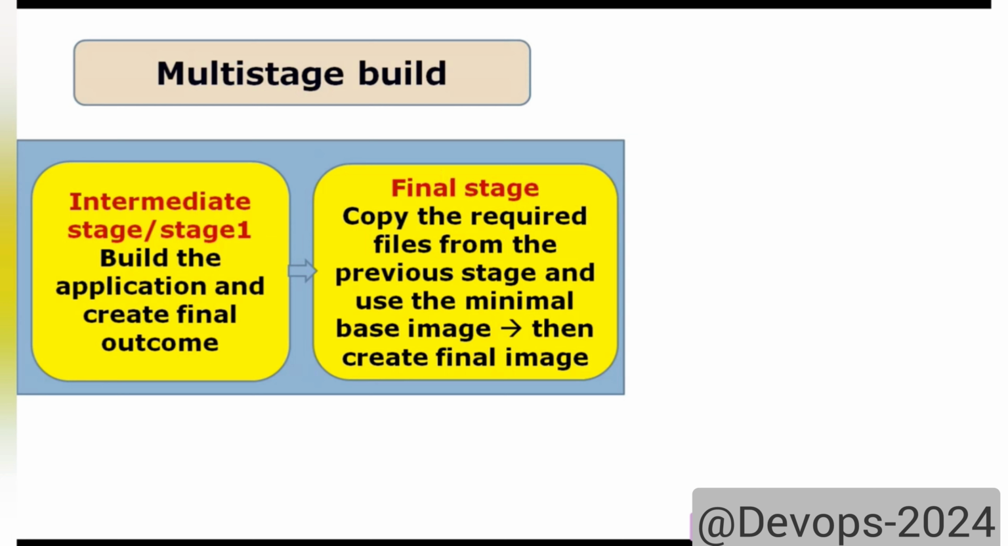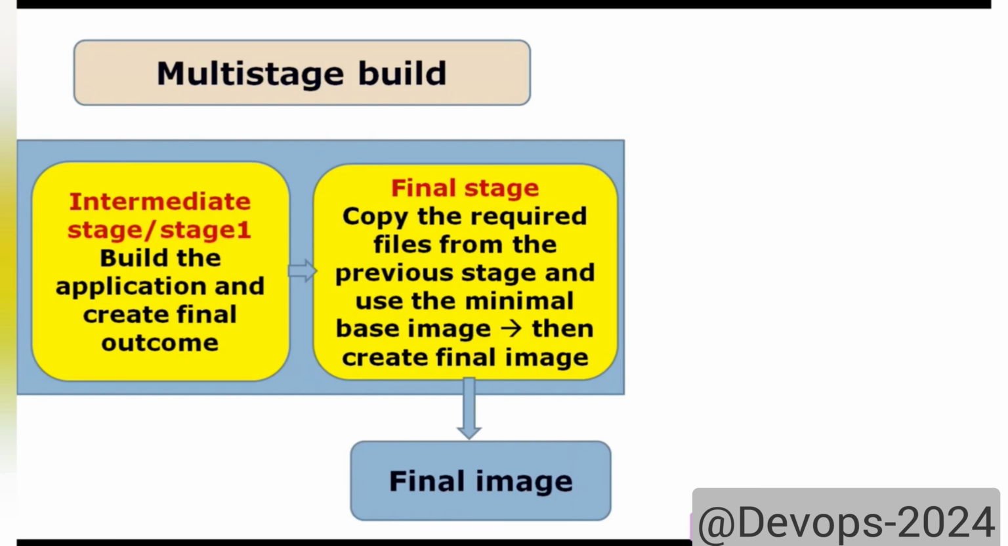With two Dockerfiles, you manually create the images and then copy the files by creating the container. Instead, you can do everything in one Dockerfile, in one shot. That's what we call a multi-stage Dockerfile. So here we can get the final image.